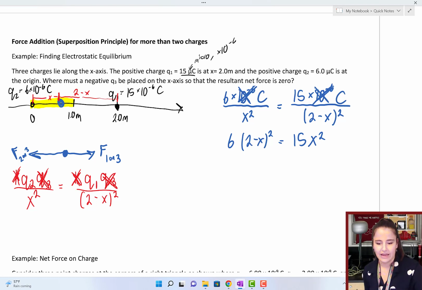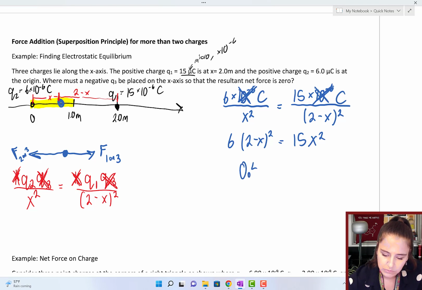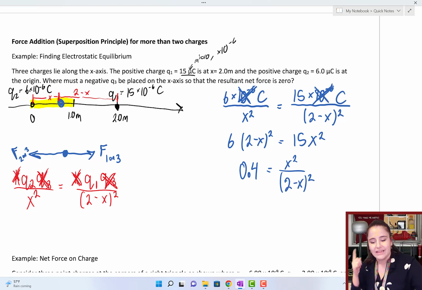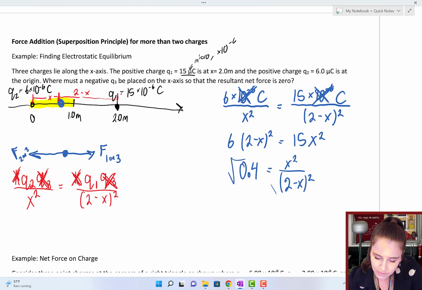x squared. Now, let's work smarter, not harder. Let's go ahead and combine our like terms. I'm going to put the x's on one side and divide the 15 to the other side. So we have 6 divided by 15, which is 0.4, equals x squared over (2 minus x) squared. The easiest way to solve this is to take the square root of the whole thing.